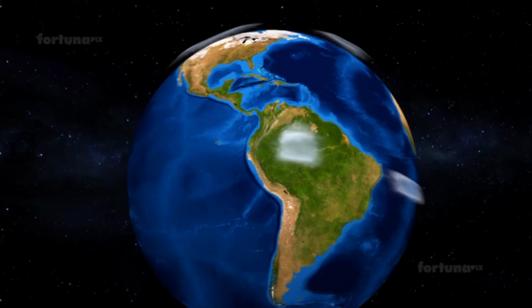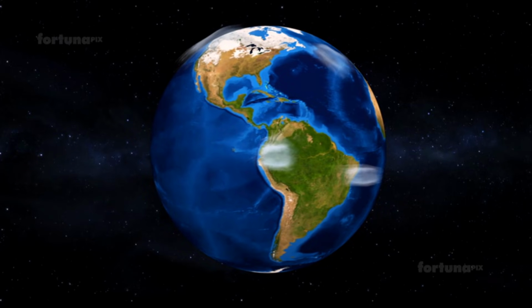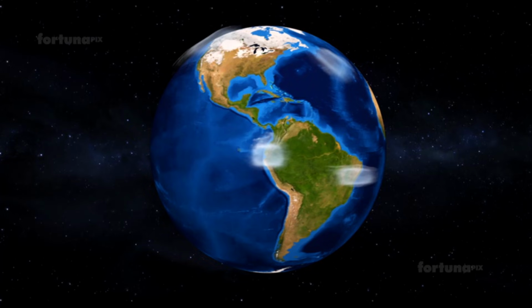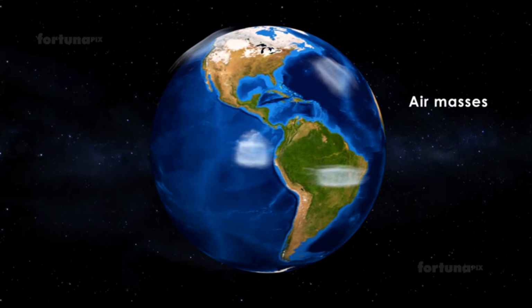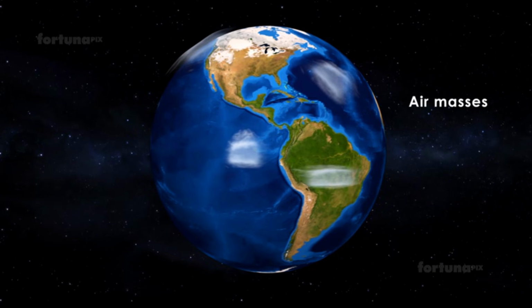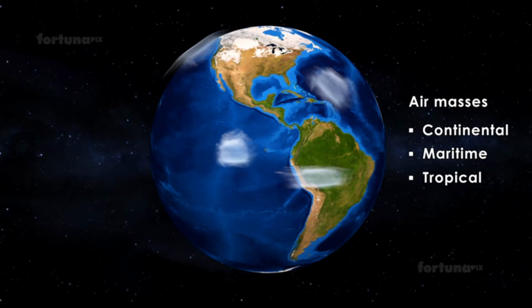The geographical location from which an air mass originates is its source. The types of air masses formed on Earth are determined by their source region. Air masses can have one of 4 qualities: continental, maritime, tropical, or polar.